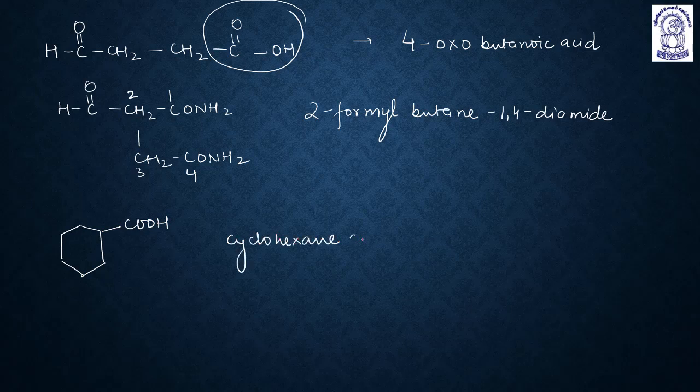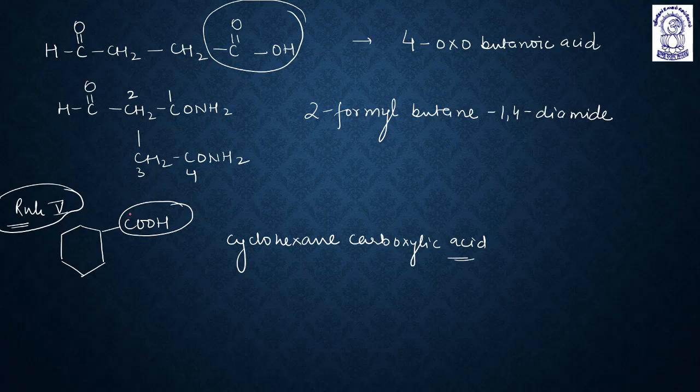Cyclohexane carboxylic acid. This is the rule number fifth, that if the CHO group is not counted as a principal, meaning if its carbon cannot be counted as a principal functional group, then when it is a principal functional group, but this carbon is not attached to the carbon chain directly, this is a cyclic chain and the carbon is not attached to the cyclic carbon chain, then it will be written as carboxylic acid. If it is here, then we will write benzene carboxylic acid.